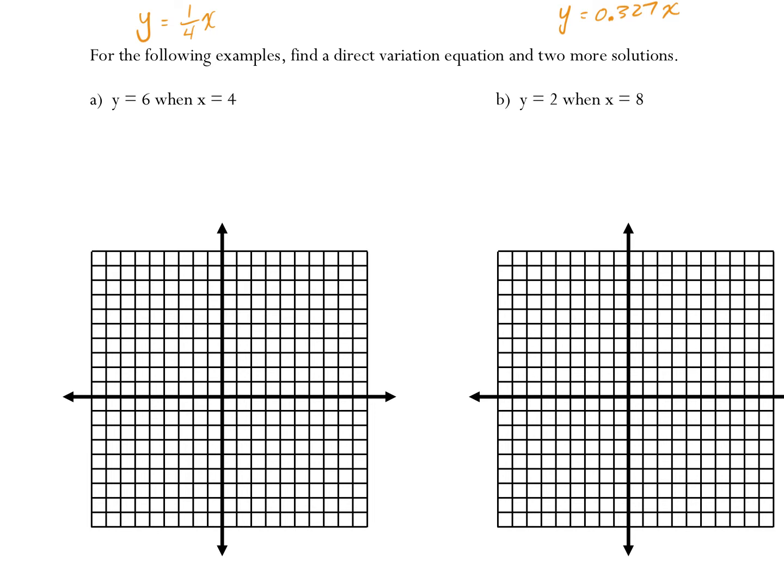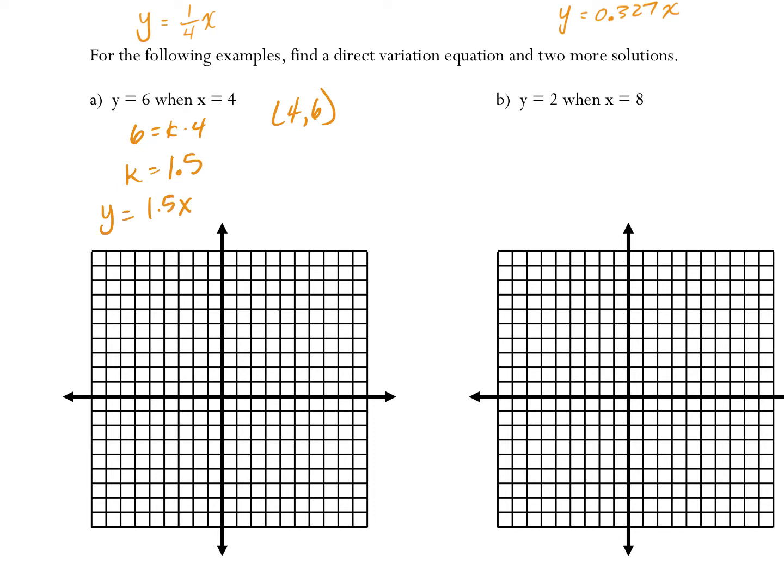So next what we're going to do is some similar questions, right? Okay, and so what if I tell you y equals 6 when x equals 4? Let's go ahead and find that k. So we'll have 6 equals k times 4. K equals 1.5. Is everybody good with that? So my first solution that we started with was the point (4, 6). And we now have an equation that is y equals 1.5x.